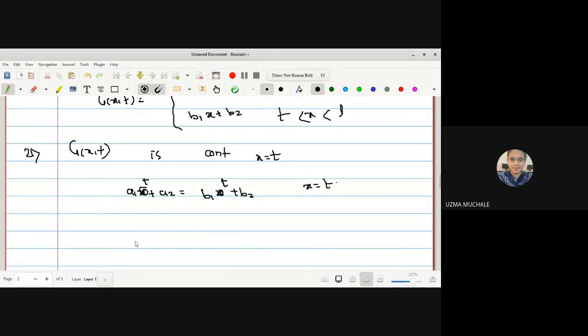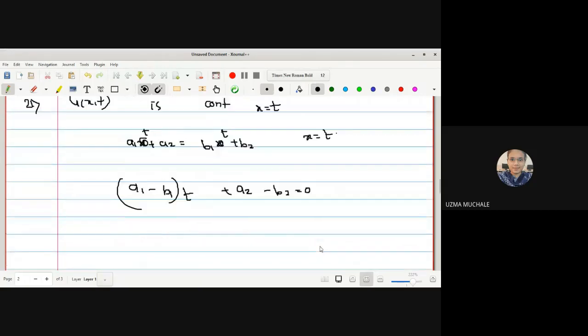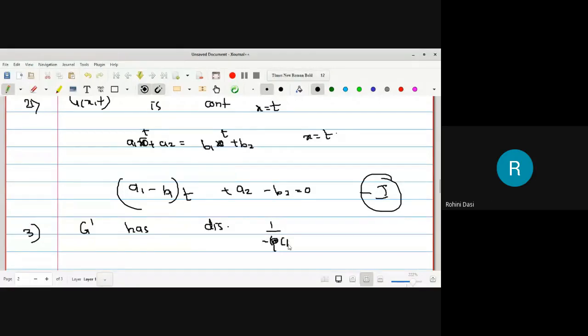Now this equation I can write it as a1 minus b1, what will be the common for this is t, plus a2 minus b2 equal to 0. We can name this as say equation 1 because we are going to solve these equations so that we can find out the values of a1, a2 and b1, b2. What is the third consideration? G dash has a discontinuity of magnitude minus 1 upon p of t.